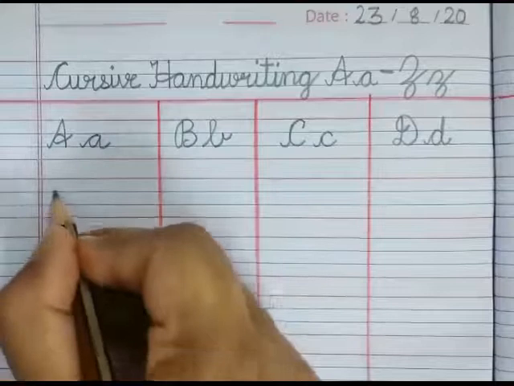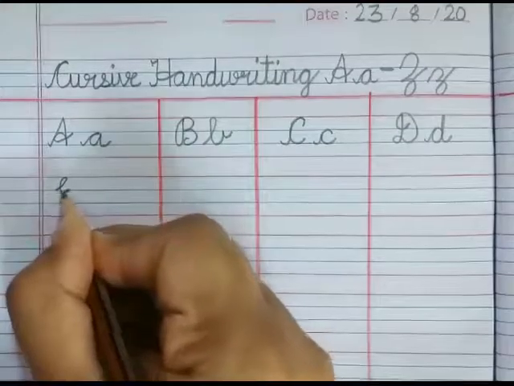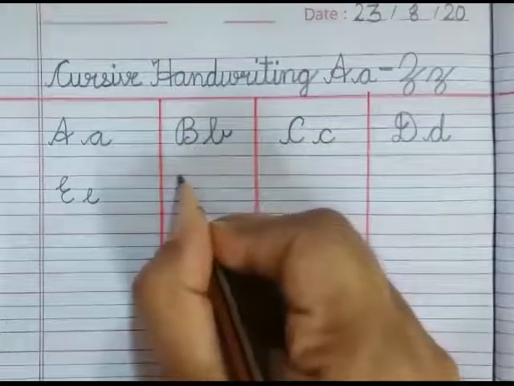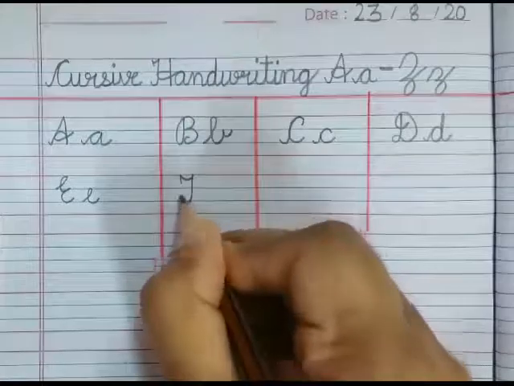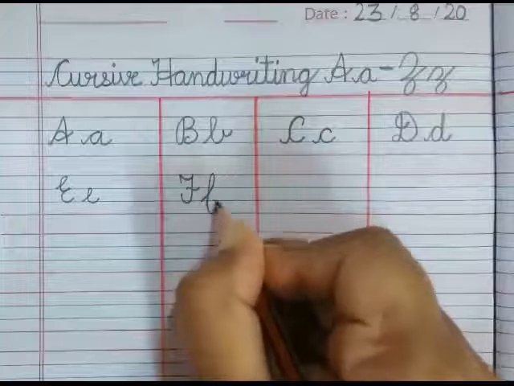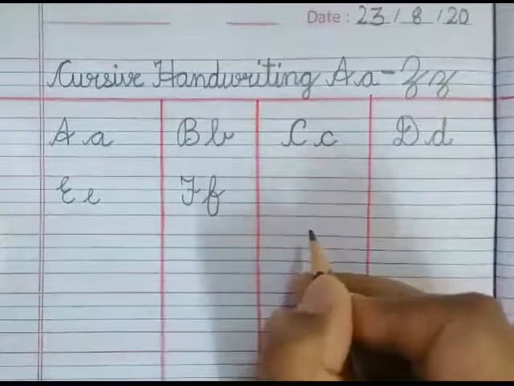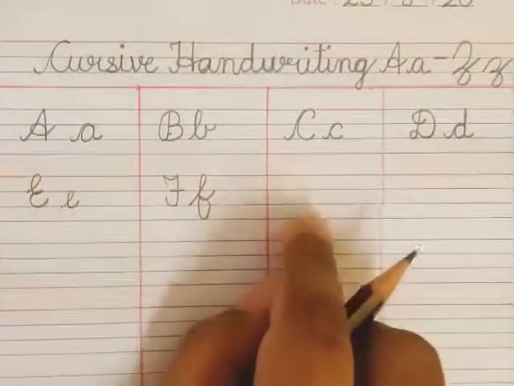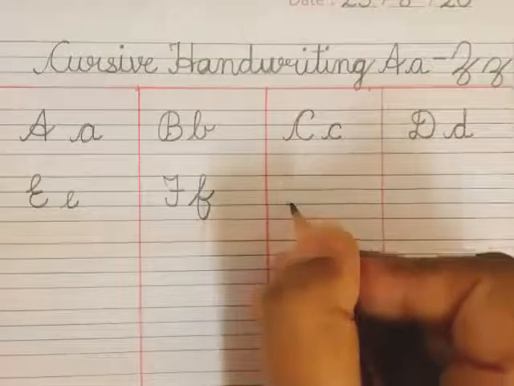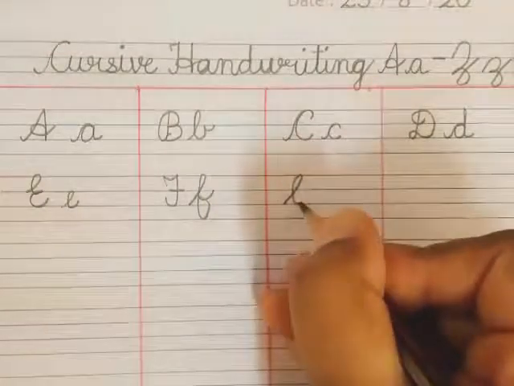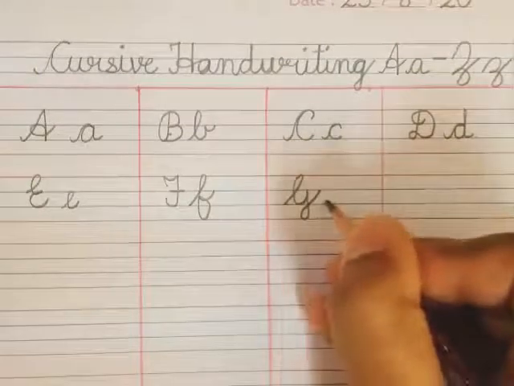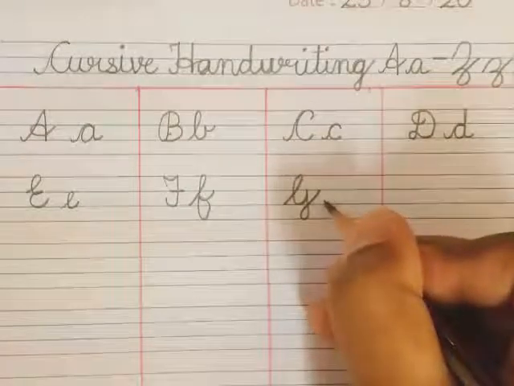After D is E. After E is F. Touch the red line, the blue line, small f. Next alphabet is G. We will start writing G. Now the small g.